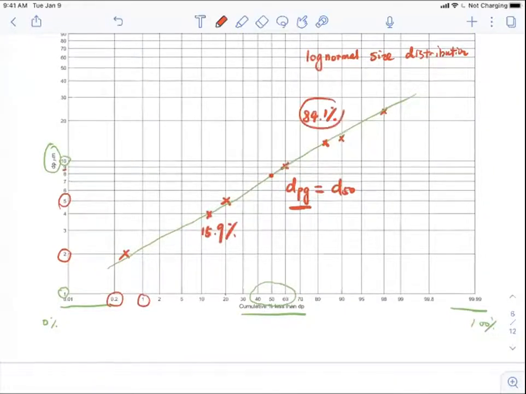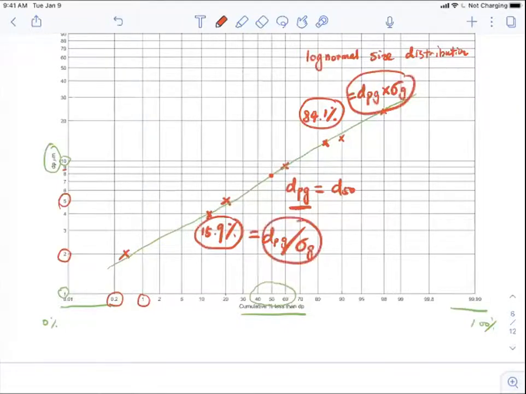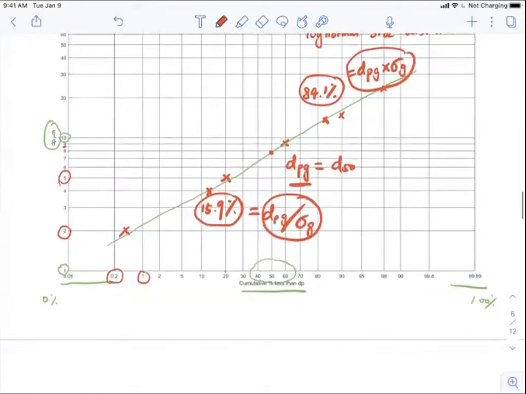So these two percentages are going to correspond to the sizes dpg divided by sigma g, and dpg multiplied by sigma g. Okay, so basically particles of these two different sizes are always going to have the percentages of 15.9% and 84.1%. Okay, so why is it? It seems that these are properties of log normal size distributions, no matter which curve they follow.